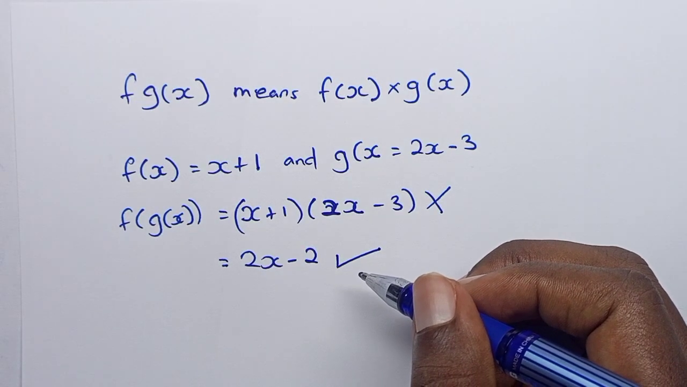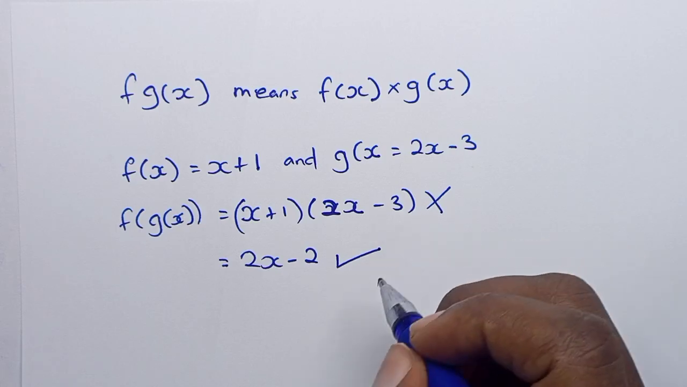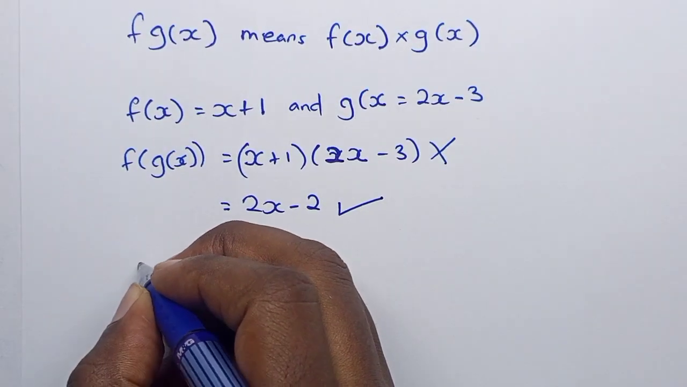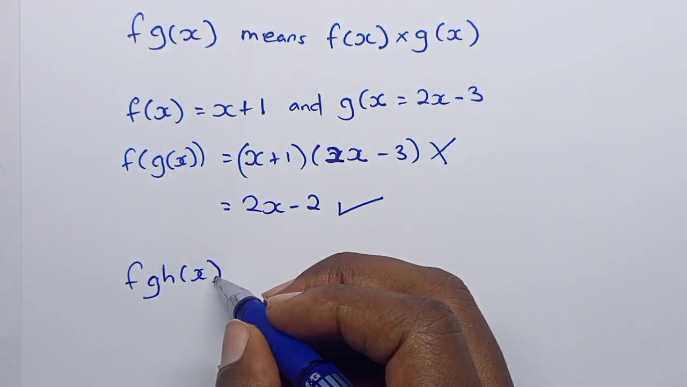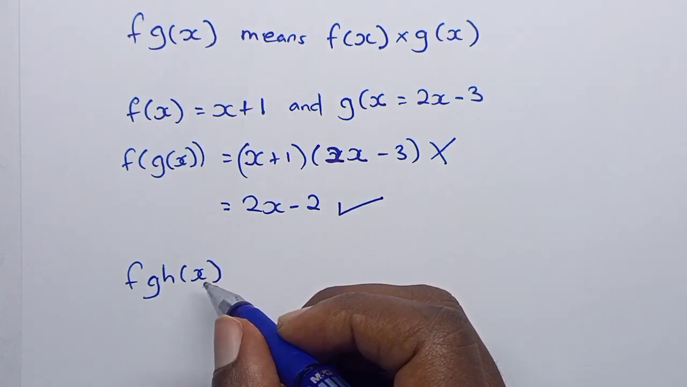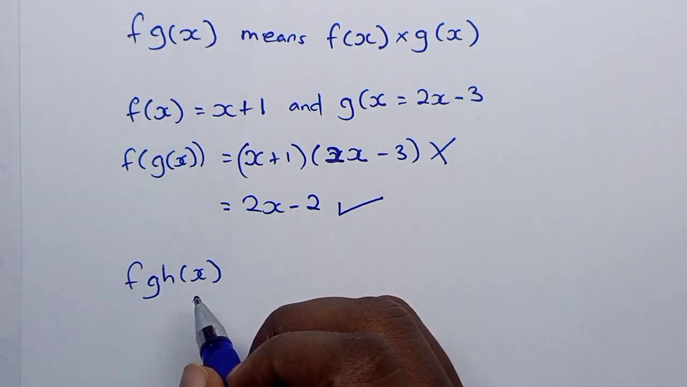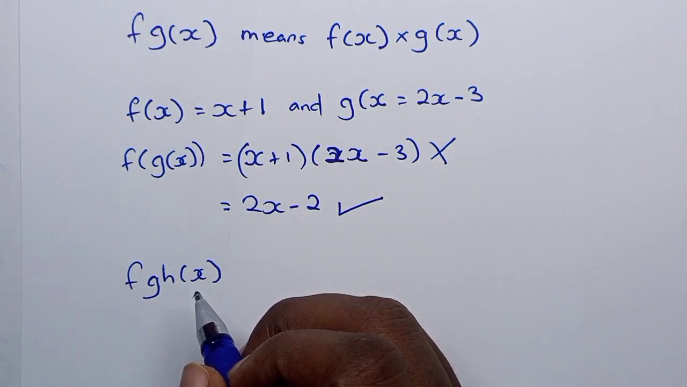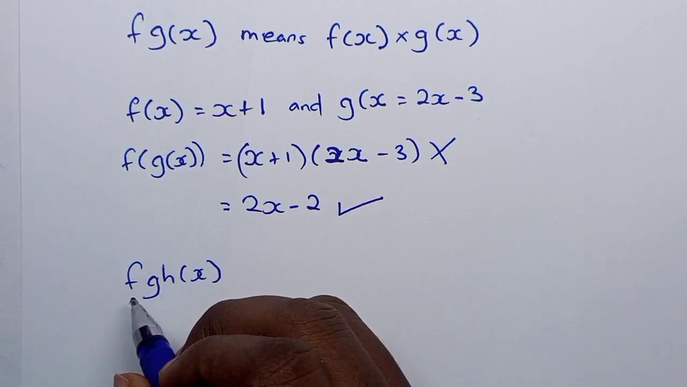Another common misconception or error that students make is applying the functions in the wrong order. For example, if you have f of g of h of x, this means, so the right way to work out this is you should apply the functions from left to right.